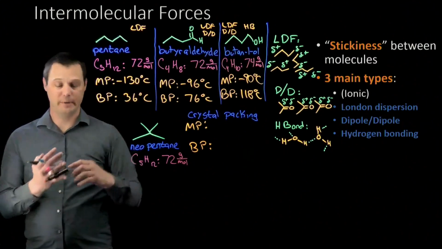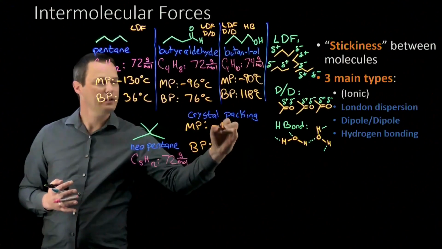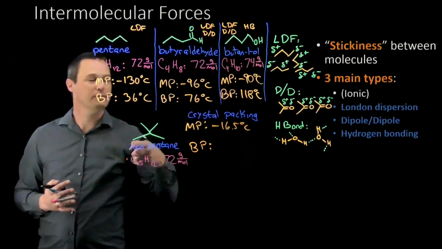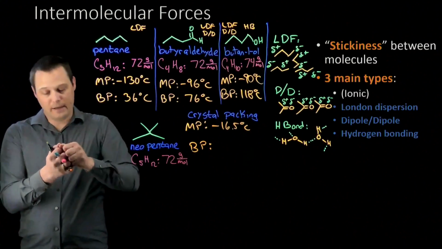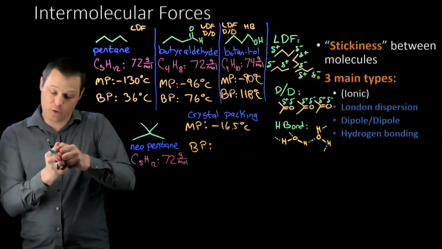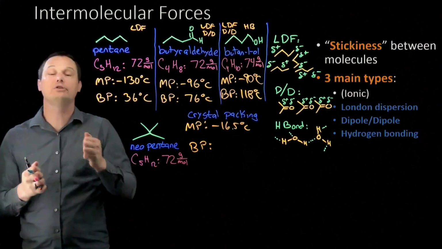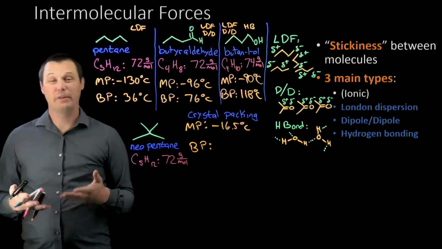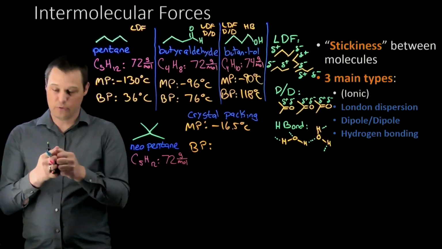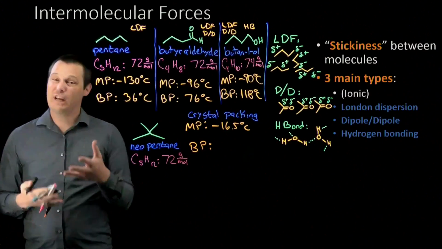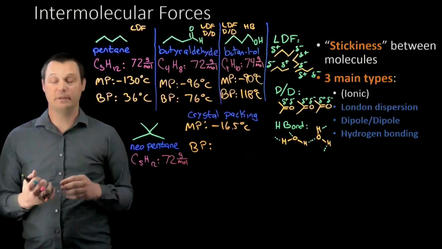The melting point rises from -130 for straight chain pentane to -16.5 degrees Celsius for neopentane. That extra packing gives it extra intermolecular forces that makes it more sticky and harder to unstick, and so we need more energy to melt neopentane. With boiling point, though, it's different. The molecule is not in a crystal structure, it's free-flowing in a liquid. The shape isn't so important as the polarizability.